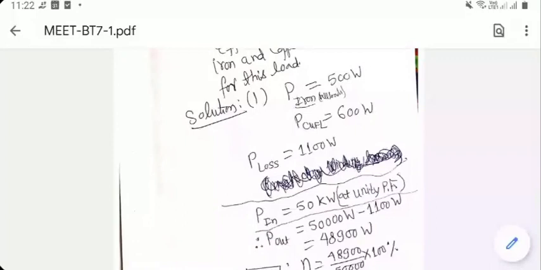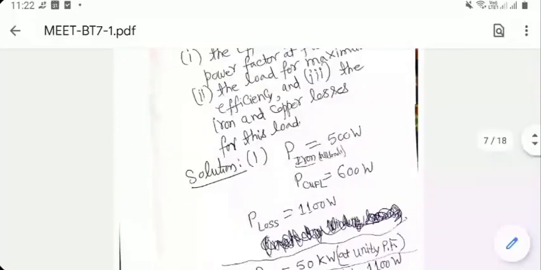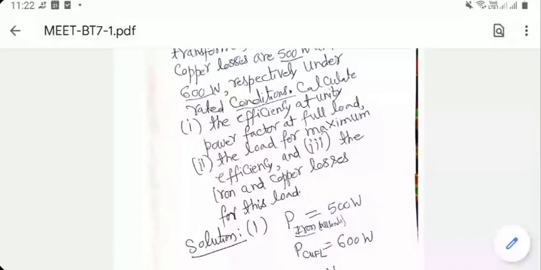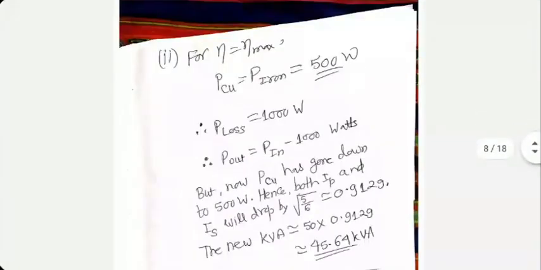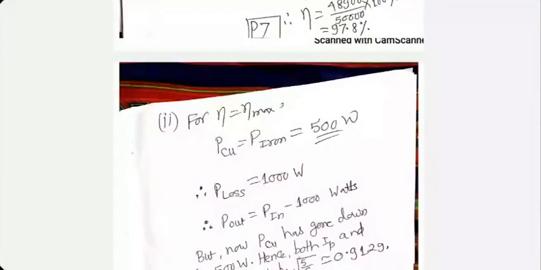Now in the second part, they are saying calculate the load for maximum efficiency. When they say load, they mean the secondary current. Now we know that for eta equal to eta max, P copper equals P iron. That means P iron, by the way, will not change with load. It will remain as 500 watt. So P copper should also come down to 500 watt for maximum efficiency. Total loss, of course, will also come down to 1000 watt. And P output will be P in minus 1000 watt.